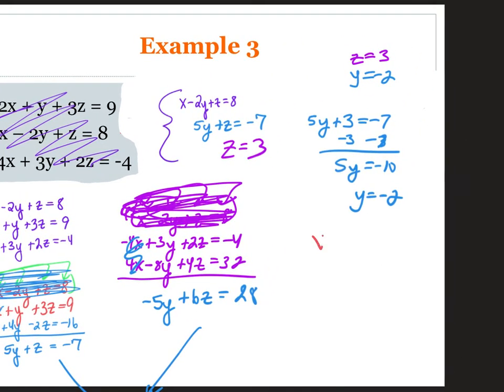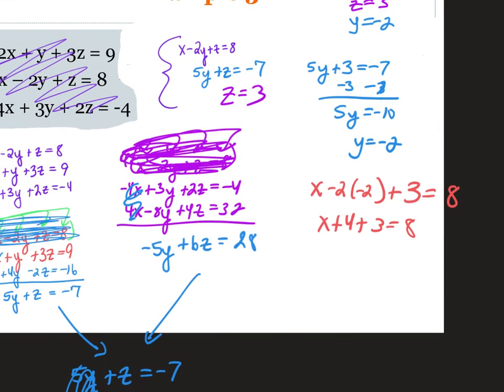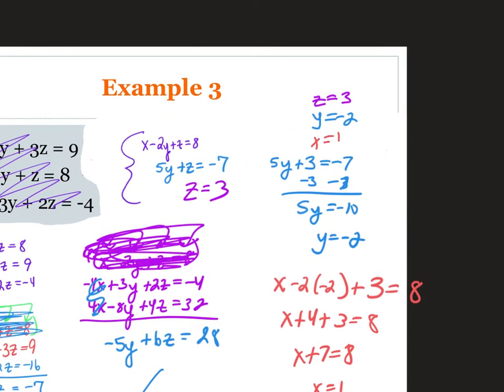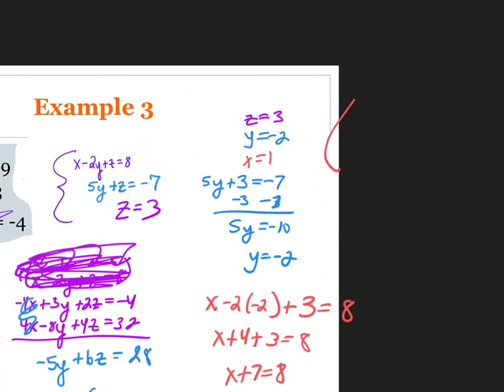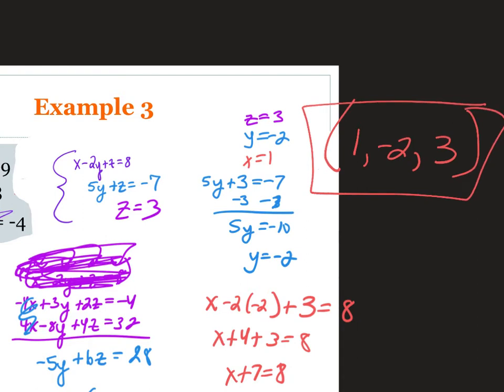All right, so now I'm going to say x minus 2 times negative 2 plus z, which is 3, equals 8. So x plus 4 plus 3 equals 8. X plus 7 equals 8. What's x equal, guys? So how do I write my answer? Negative 1, negative 2, 3. And then how do I know that I'm right? Plug it back in, just to make sure.